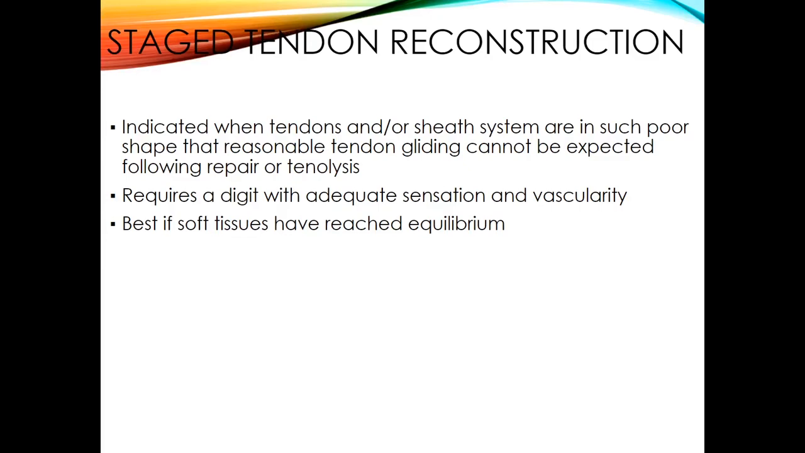One of the last things we'll talk about here is staged tendon reconstruction. So this is the flexor tendon that you can't get to right away. It shows up late or for whatever reason, the tendon sheath or the tendons themselves are in such poor shape you can't expect normal tendon gliding after a primary repair. Staged tendon reconstruction needs a sensate digit. It needs a digit with good vascularity. It needs access to therapy. And it's best to wait until your soft tissues have reached an equilibrium to perform this.